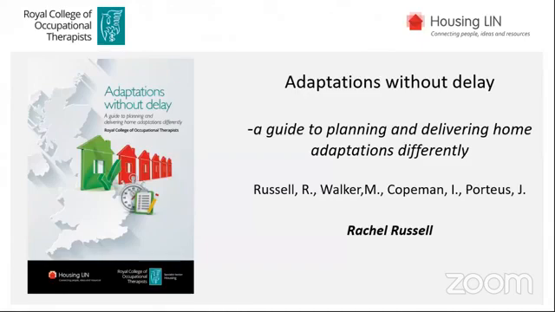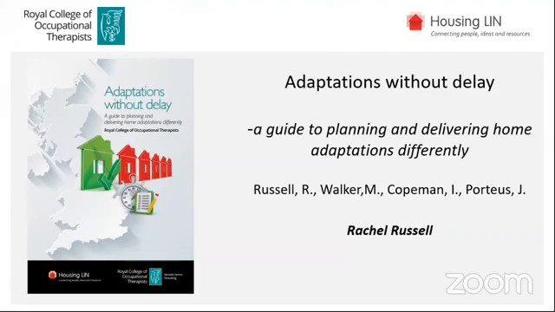Just to provide a little bit of history, Adaptations Without Delay was published last year in June, and it is, I guess, the sequel to Minor Adaptations Without Delay. Minor Adaptations Without Delay was published in 2006, and that was a document that RCOT published, as I say, a long time ago. At that time, the reason they published it was to look at ways in which housing associations could do some of the more minor adaptations rather than having their tenants sit on OT waiting lists.